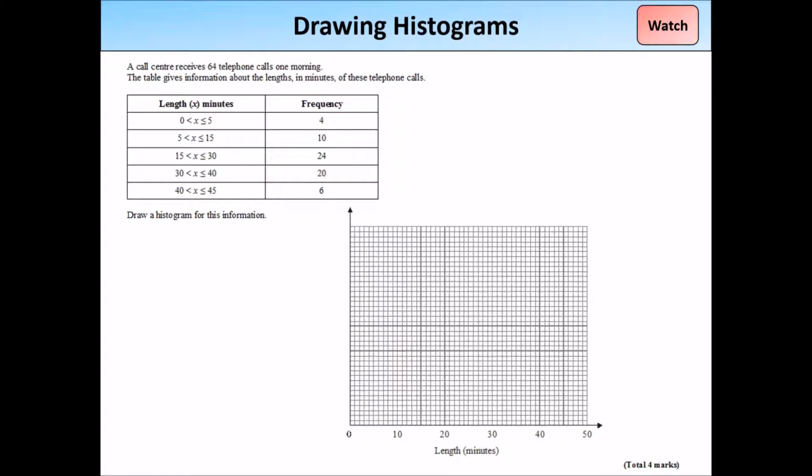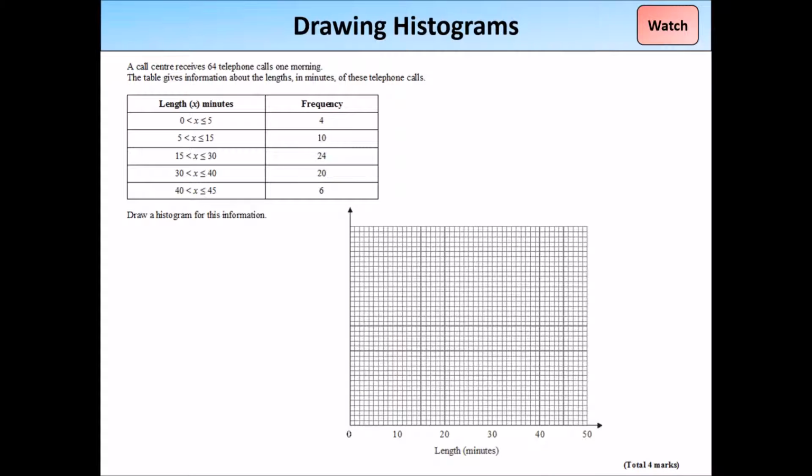So here is our question. A call centre receives 64 telephone calls one morning. The table gives the information about the lengths in minutes of these telephone calls. So you're given your frequencies, you can see them down the side there, 4, 10, 24, 20 and 6, and your lengths there on the left hand side. You've also already been given your axes to draw your histogram on, which we'll go through in more detail in a second.